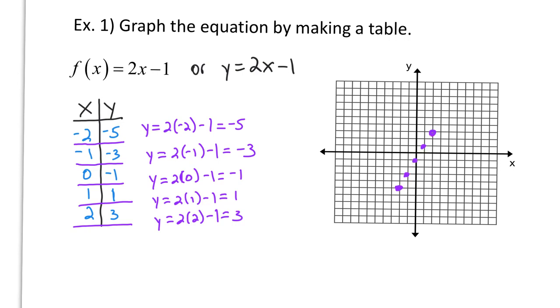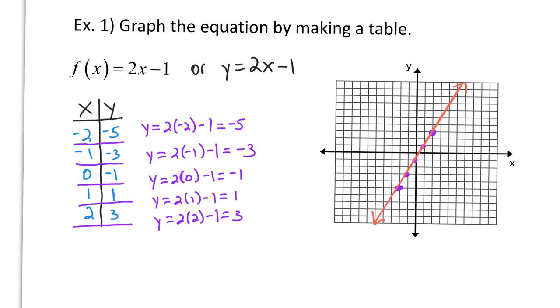You're going to connect the points. You can use a ruler. You can use anything straight, or try to connect the points just by making a straight line. And we have our linear function. There we go. So notice that I'm going to put arrowheads here.